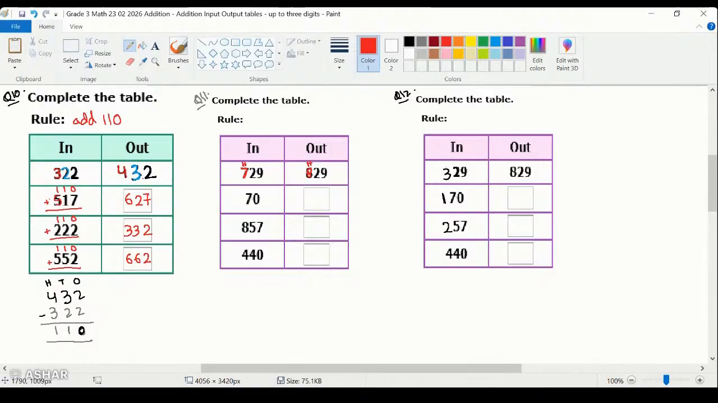Add 100. The rule is add 100. So we can say 729 plus 100, 70 plus 100, plus 100, and plus 100. That becomes 170. This becomes 957. Only the 100 position. This was 440. This becomes 540. Okay, no problem.